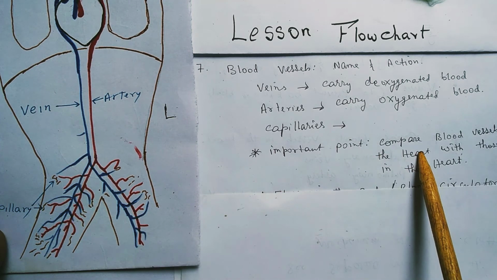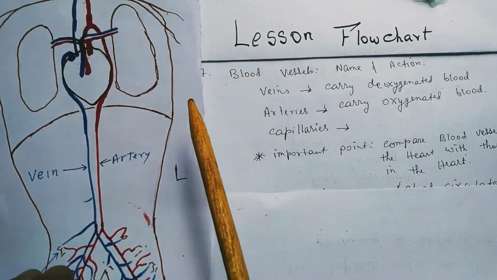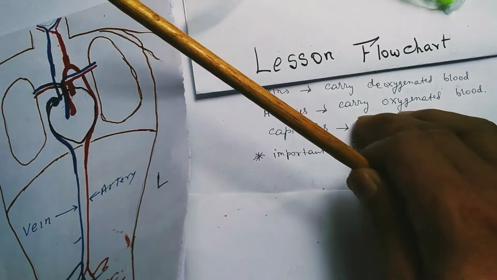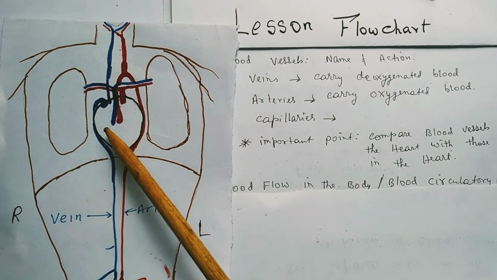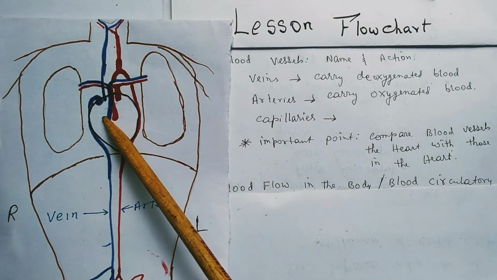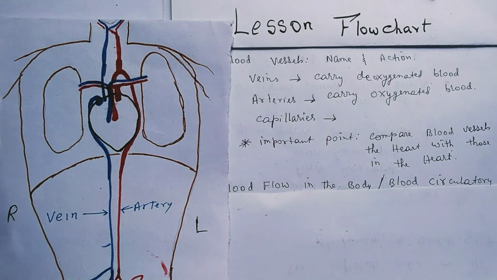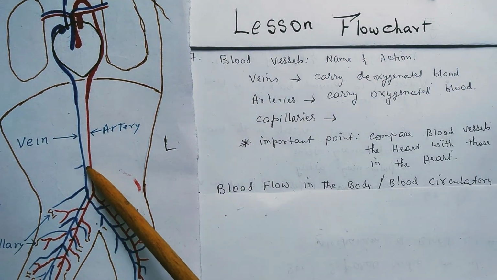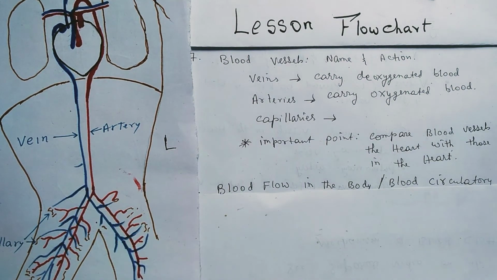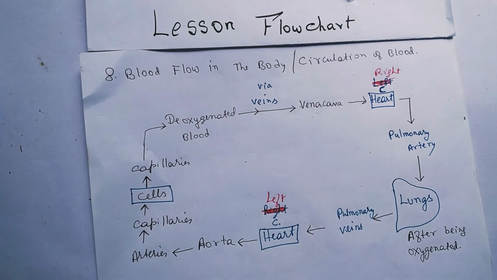Now let's compare the blood vessels in the body and in the heart. In the heart, the blood vessels are given fancy names like the pulmonary veins, pulmonary artery, vena cava, aorta. But in the other parts of the body, they are given only three names: veins, artery, and capillary. And the next point is how the blood flows in the body, or how the blood circulates in our body.